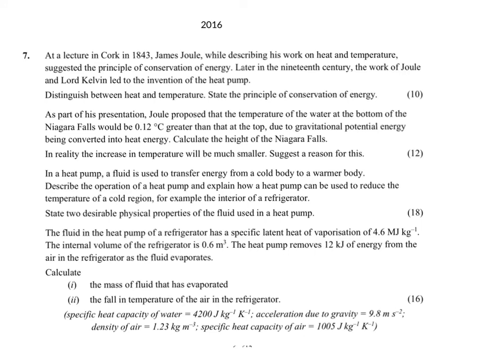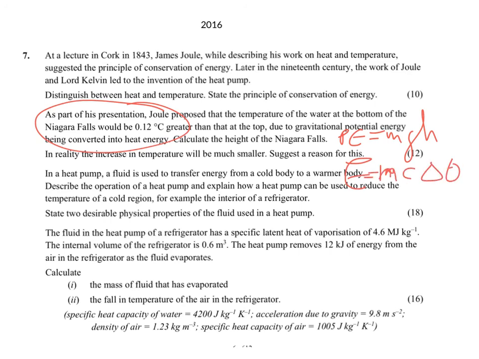What you've got to remember about the temperature on Niagara Falls is that the potential energy, which is mgh, has all been turned into heat energy, which is mc delta theta. And if you can't see that the m's cancel at this distance, then you've just got gh equals c delta theta. I hope that makes some sense and helps you work it out. The rest of it's not too bad.